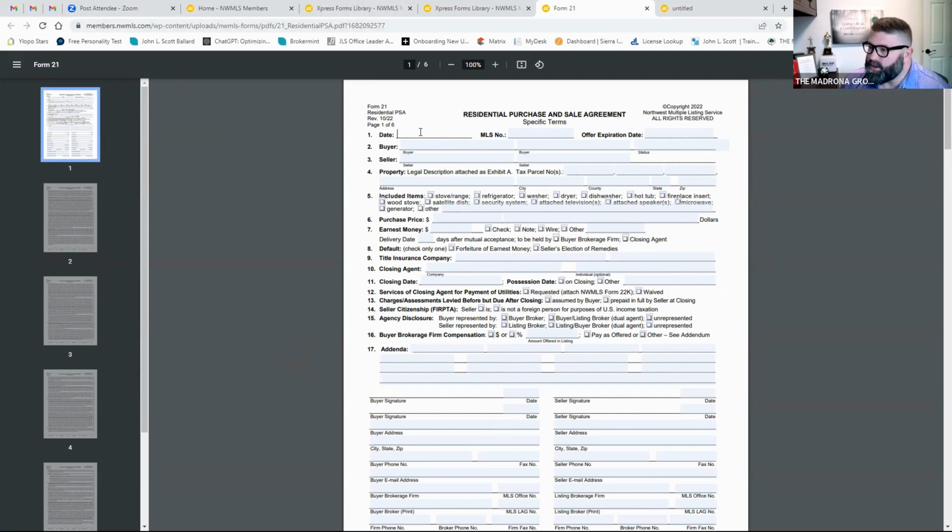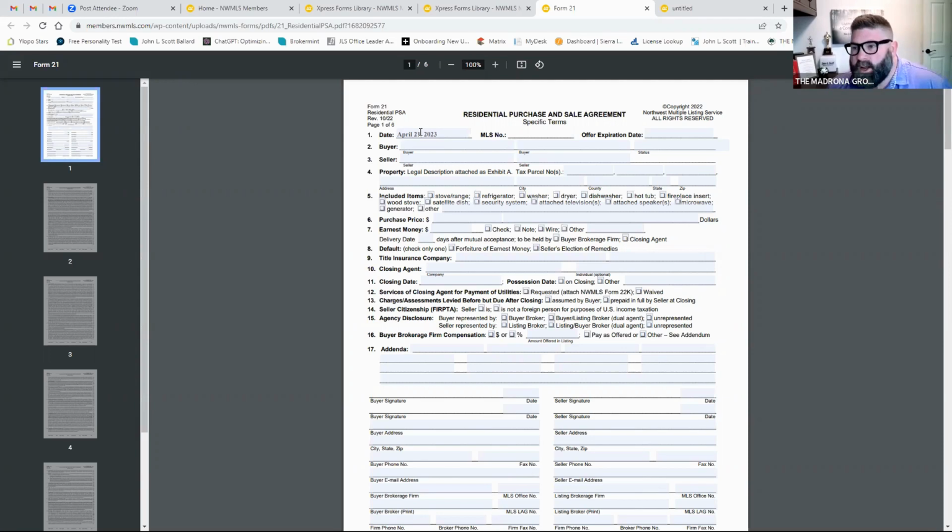So the first thing we're going to do is put in the date. What's today's date? It's the 21st. So we'll put in the date. One thing it says in the boilerplate that we do not have to put in is the MLS number if it's not available. And this question just came up today.